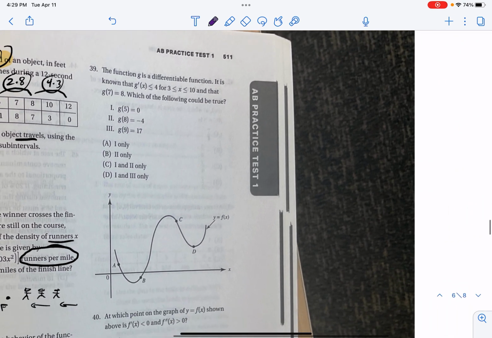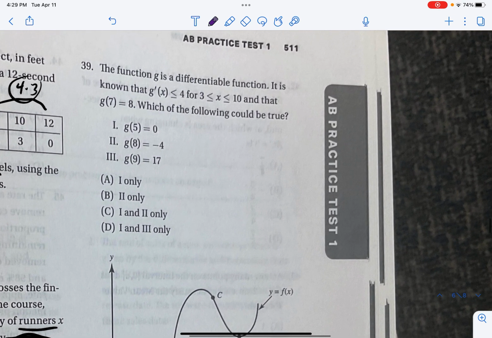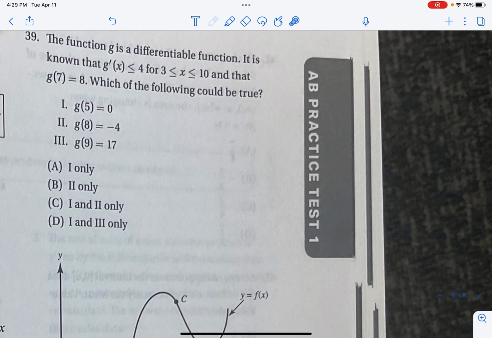39, I'm back here. All right, so this looks pretty abstract. So what do we know? We have a function where the rate of change is always less than or equal to 4 between 3 and 10. And we have this specific value 7. So here's one way of thinking about what's going on. We have a point on the graph at 7, 8. And what we know is between 3 and 7, this graph is never going up faster than a slope of 4. Right? The slope of the tangent line is always less than 4.